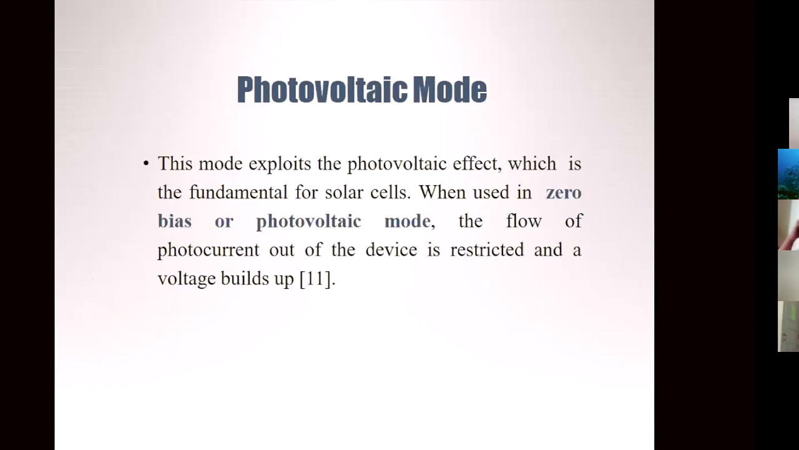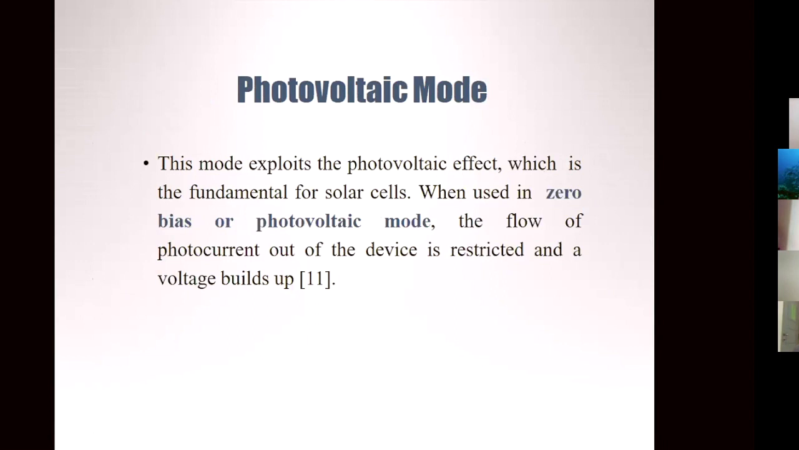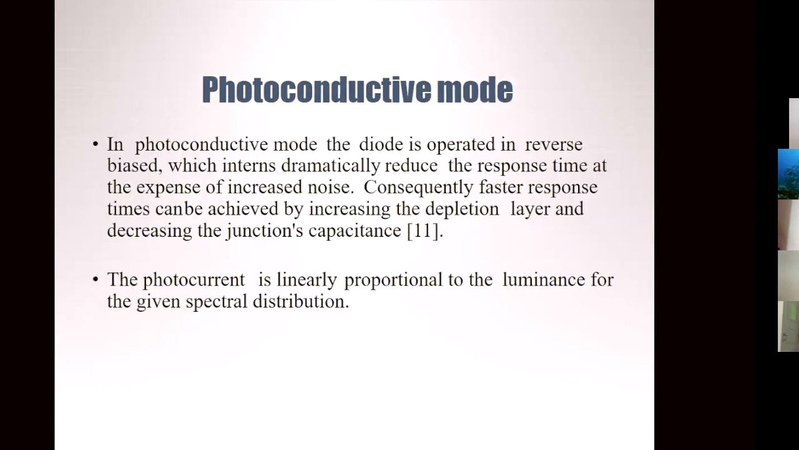But in photovoltaic mode, this mode exploits the photovoltaic effect, which is fundamental for solar cells. But normally for our photodiode, we use photoconductive mode. When used in zero bias or photovoltaic mode, the flow of photocurrent of the device is restricted and voltage builds up. So this is mostly suitable for solar cells. Solar cells are also a kind of photodiode, but as we are talking about the photodiode, normally photodiodes use photoconductive mode.